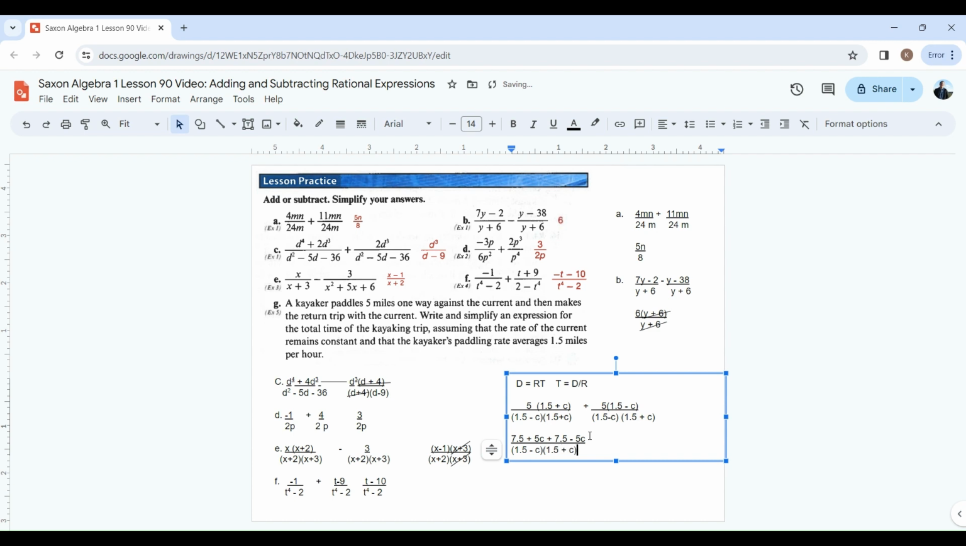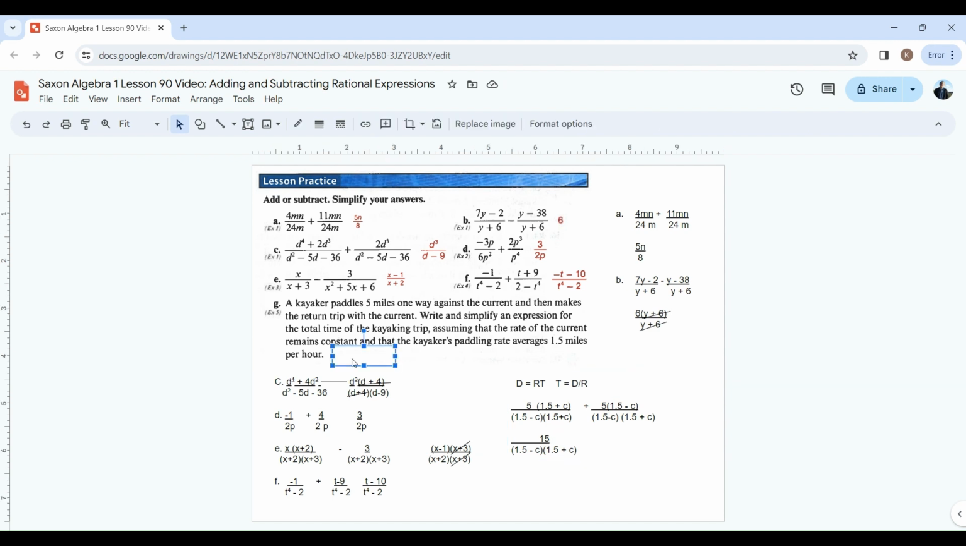1.5 plus c. Now, if I wanted to multiply those together, that's going to be the difference of two squares. Actually, it would be 1.5 squared minus c squared. I'm not going to worry about multiplying those out, though, because usually we leave things in factor form. But I do need to combine in the numerator. 5c minus 5c is going to get rid of the c term, and then I'm left with 7.5 plus 7.5. So I get 15 in the numerator, and that is my fraction: 15 over 1.5 minus c times 1.5 plus c.